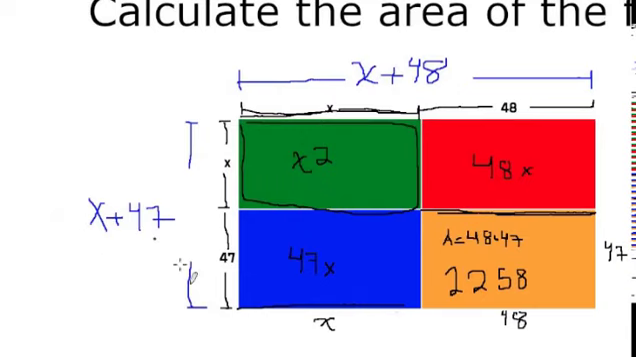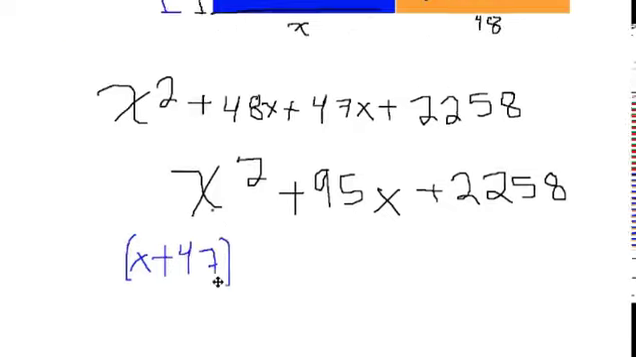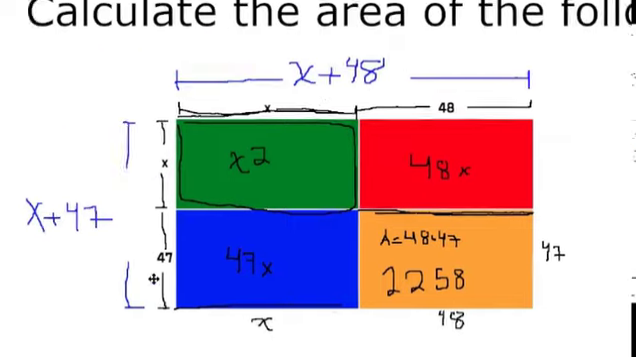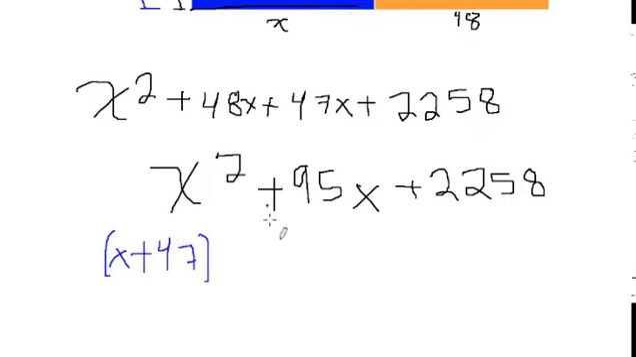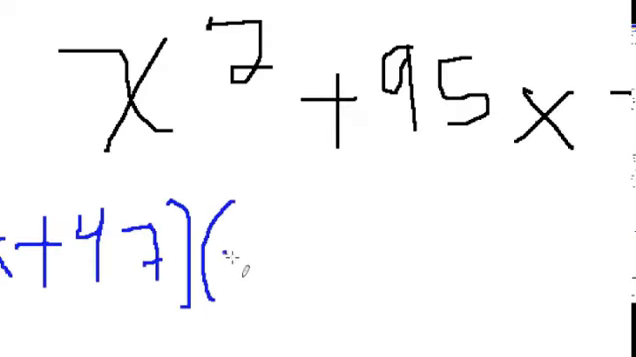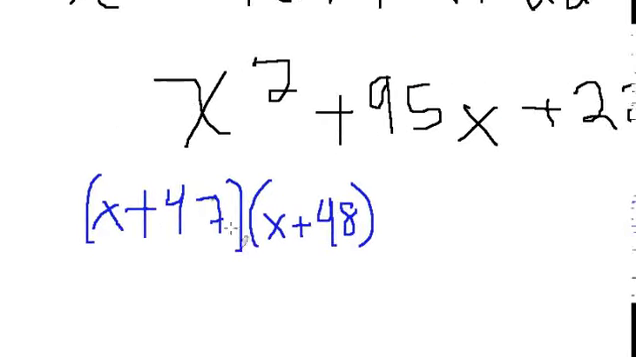So it's going to be like this. It's going to be x plus 47. I'm going to go over here, x plus 47, which is going to be the height. And this is going to be the base, x plus 48. I'm going to go right here, x plus 48. And, well, all we have to do now is just multiply.